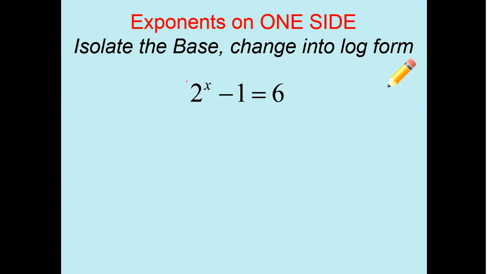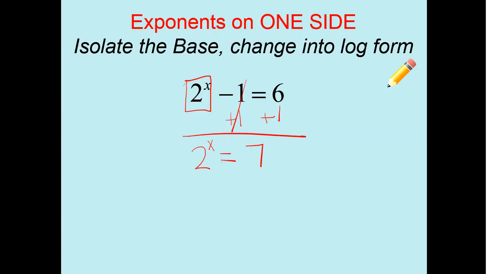And if you get stuck in log form, we have to jump to exponential form. It's kind of the same thing both ways. So what we're first going to do is get 2 to the x all alone on its own side, like you would isolate x. So I'm going to add 1 to both sides. I'm going to get 2 to the x equals 6 plus 1, 7. Now, I'm stuck.